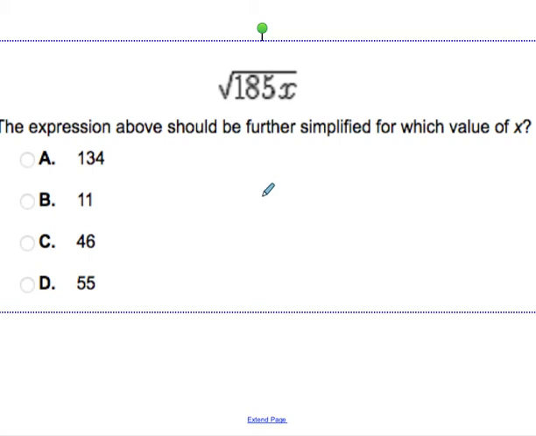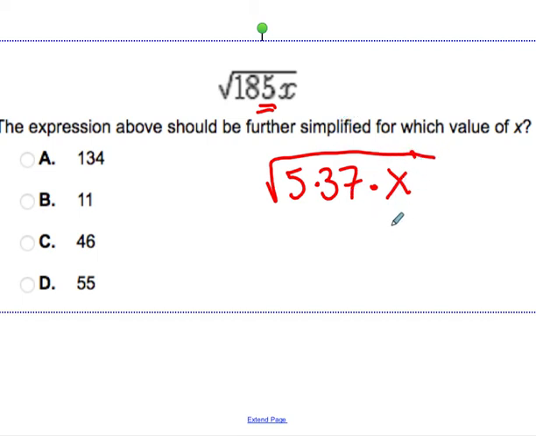All right, so hopefully you tried it. So square root of 185x, I'm going to factor that. I know that's going to be 5, since it ends in a 5, times 37, since 185 divided by 5 is 37, times x. So again, we're going to look for an x that has a factor of 5 or 37. That gives me my second copy of a number that we could take out of the square root.